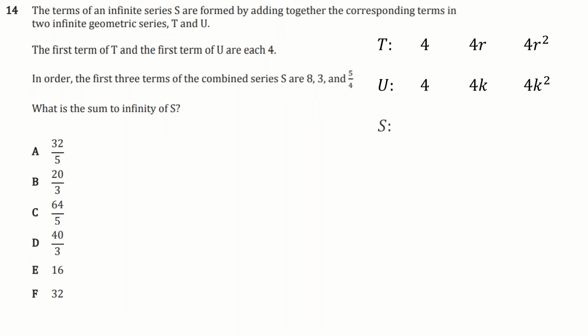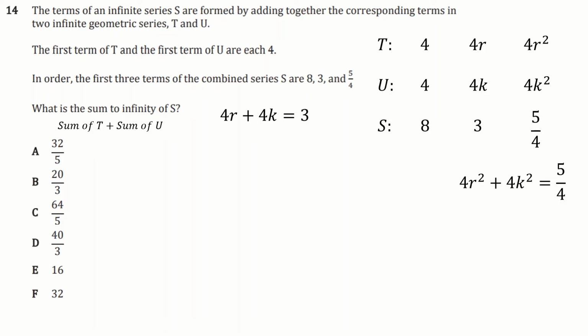Now, of course, S is the sum of these 2 sequences. So the first term of S is 8, and then the next term it says is 3, and then 5 over 4. But of course, if it's the sum of the first 2 sequences, then that means 4 plus 4 is 8, which is a revelation to all of us, I'm sure. But more importantly, it means 4r plus 4k is 3. And it means that 4r squared plus 4k squared is 5 over 4. Now, this is a simultaneous equation.